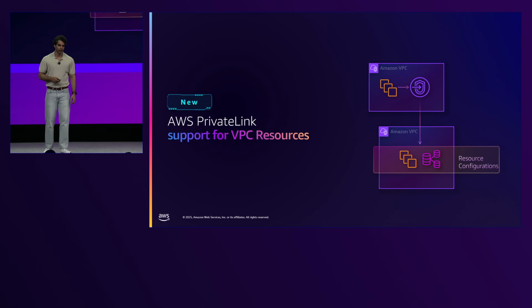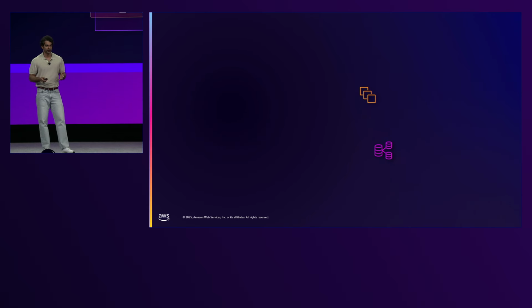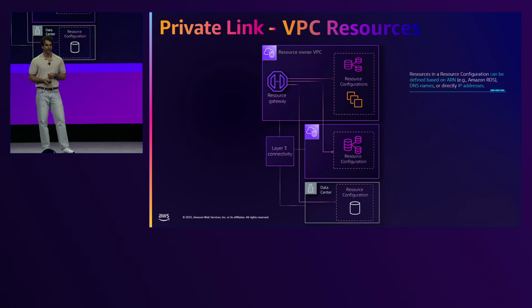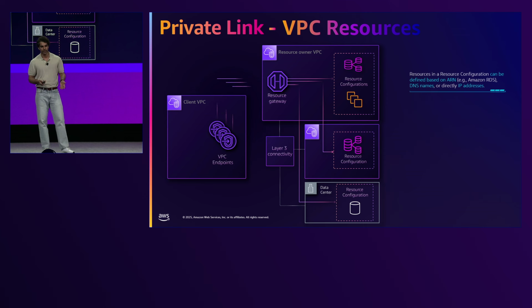And finally, we added support for VPC resources. Now, we heard a lot from our customers saying, this is great, but we want to share our database across VPCs and only give access to some hosts to my databases, like Aurora clusters or RDS. You cannot put a network load balancer in front of an Aurora cluster. So for that, we added these resource configurations behind a resource gateway. So now you deploy a resource gateway, and you can enable access to multiple resource configurations behind it. Resource configurations can be through Amazon ARN, Amazon Resource Name, like RDS, or DNS names or IP addresses.